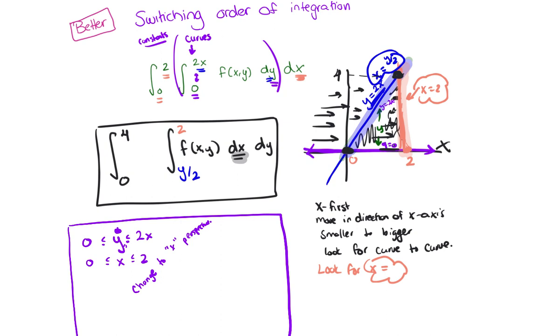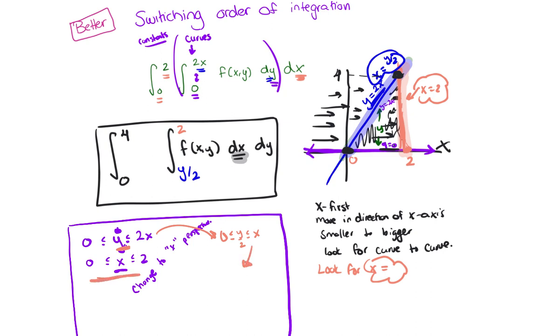Okay, so the second one's already about x. So the first one I just have to change. I'm going to divide everything by 2 so I can get that x by itself. So I get 0 is less than or equal to y over 2 is less than or equal to x. And now I'm going to combine that with my other inequality.